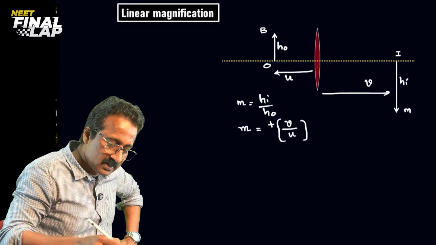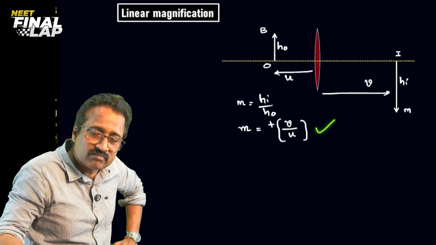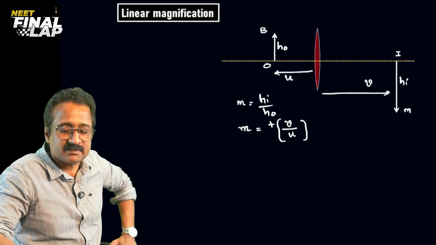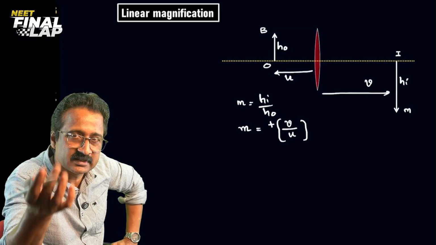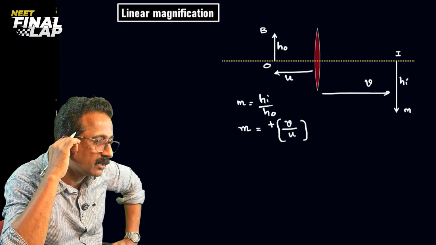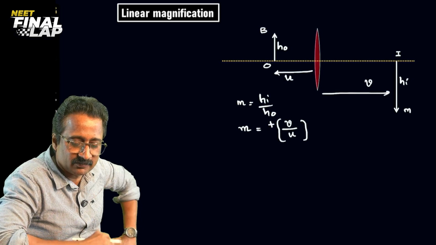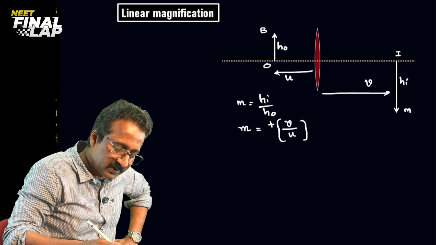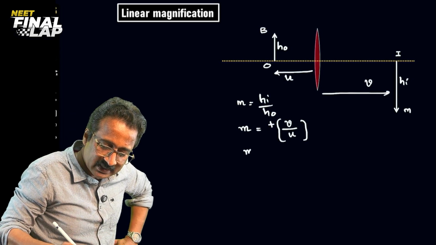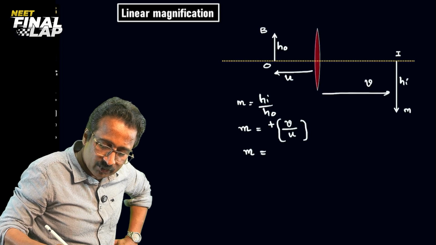Mariponda. Okay, anyway, this can give you many answers. Sometimes it is plus, sometimes it is minus, sometimes it can be larger than 1, it can be less than 1. It all depends on the nature of image. Okay, magnification in equations avashyam varum. By using lens formula, you can derive more equations.